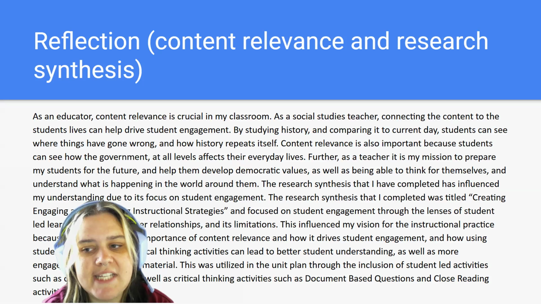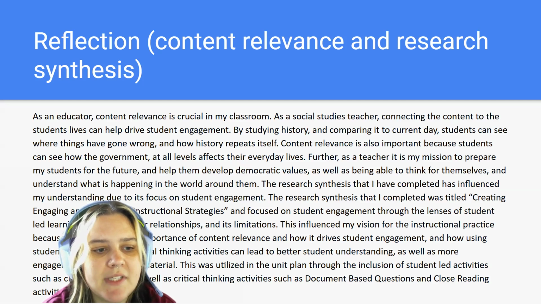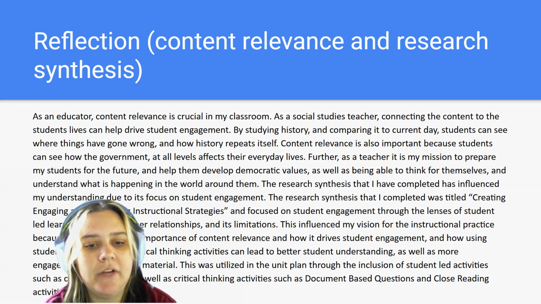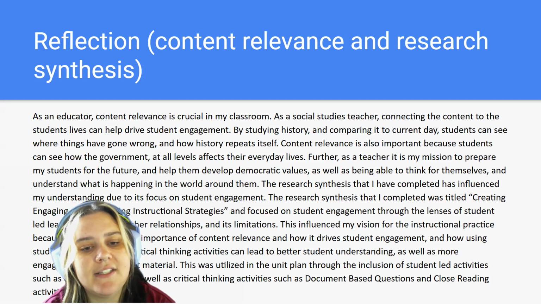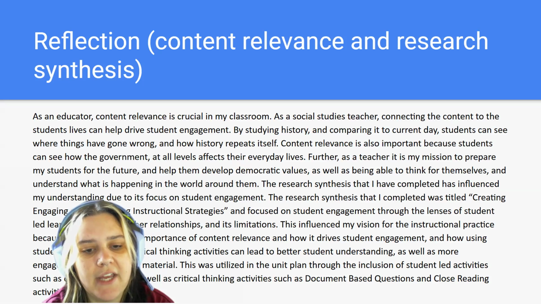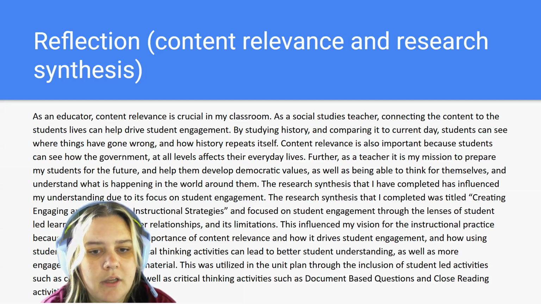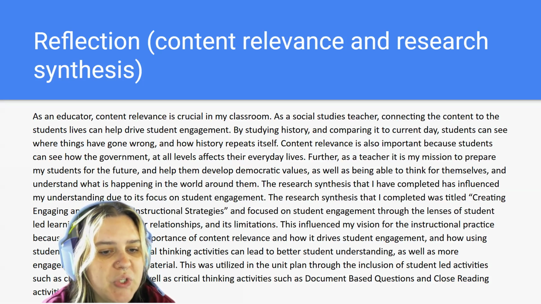Further, as a teacher, it is my mission to prepare my students for the future and help them develop democratic values, as well as be able to think for themselves and understand what is happening in the world around them. An example of this would be students being able to read the news and doing current events in the classroom and discussing what's happening around us in the surrounding countries and how it affects our lives and the people's lives outside of the country.